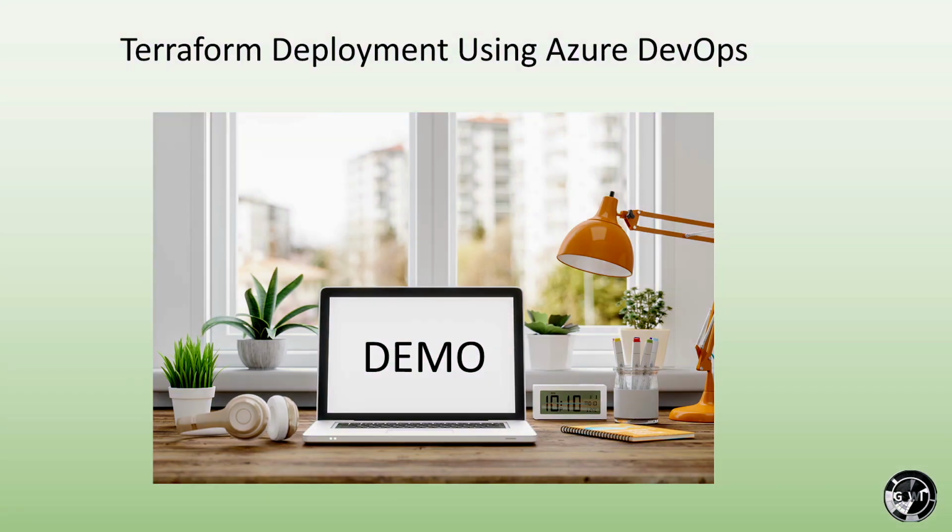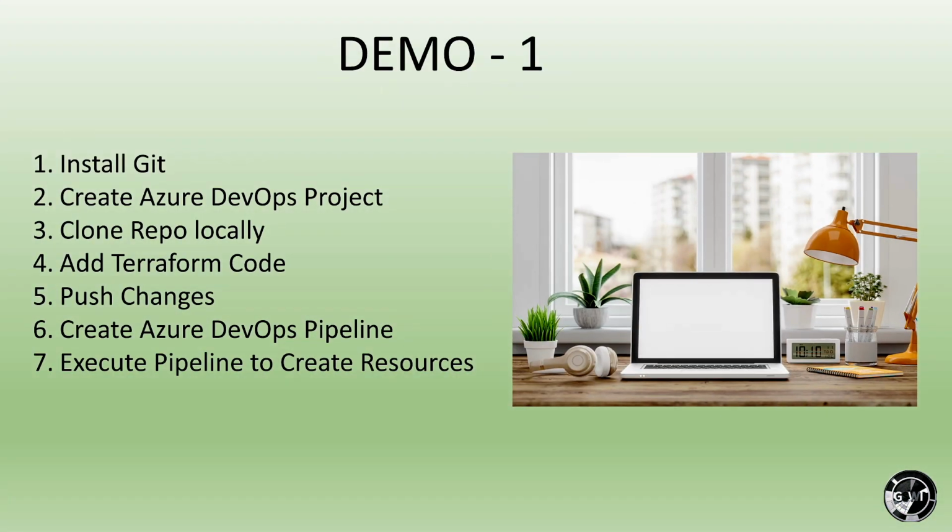First demo we are going to see is we are going to create a brand new project and create a brand new pipeline. And steps involved is, first of all, we are going to install Git, create Azure DevOps project. Then we are going to clone the repository from the project into our local VS Code. Then we are going to add some Terraform code there, for example creating resources like resource group or storage account, push those changes into Azure DevOps, and then create a DevOps pipeline and execute it.